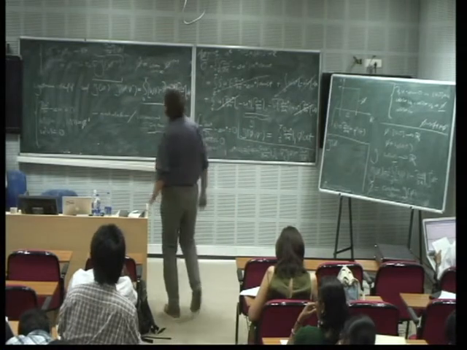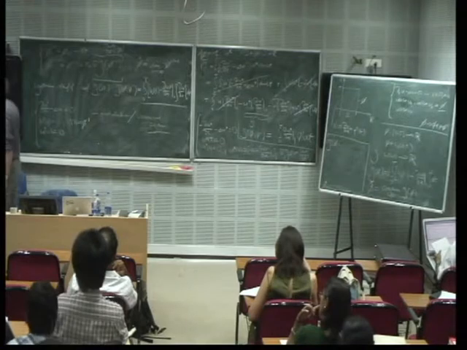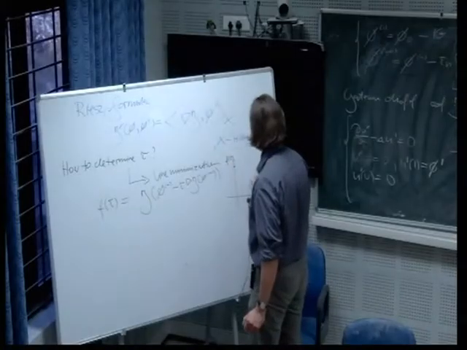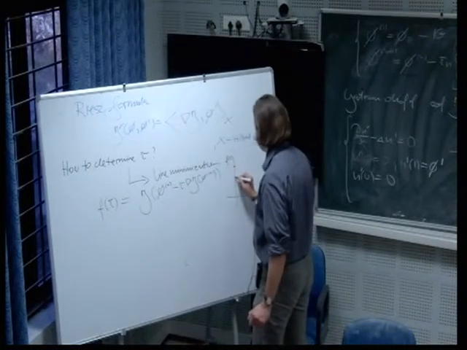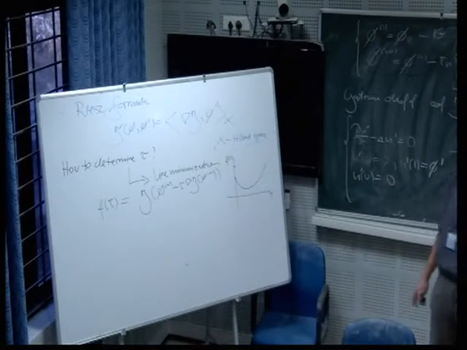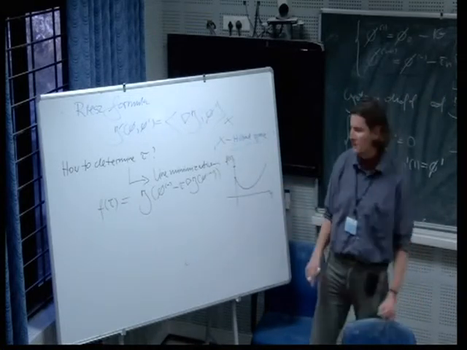Okay? So typically, when you plot this function, this is f of tau, typically something like this. If the problem has the right structure, typically you see this, okay?